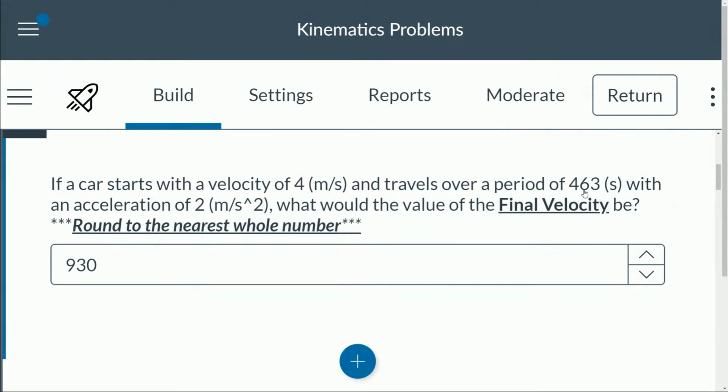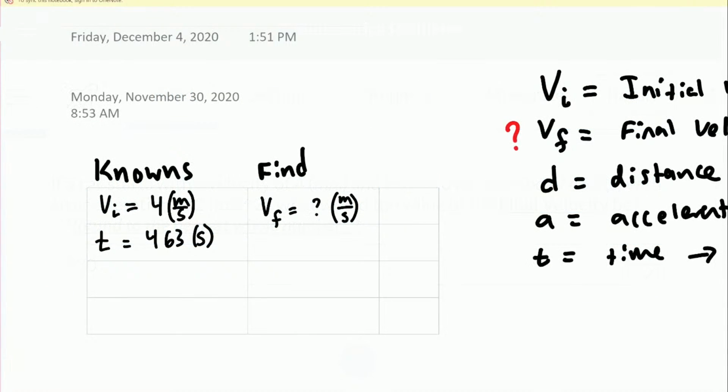All right. So the next number that I have in my problem, it says an acceleration of 2 meters per second squared. Cool. So obviously, this one is going to be acceleration. And it was 2 meters over seconds squared. Okay. So is everybody tracking so far?